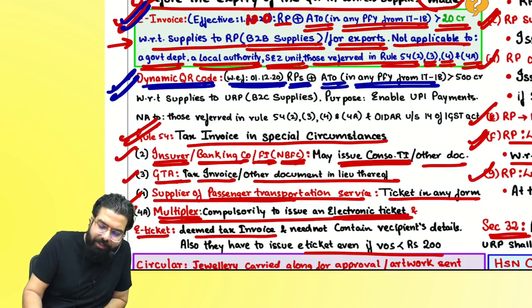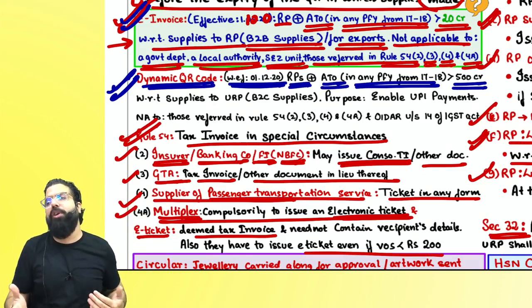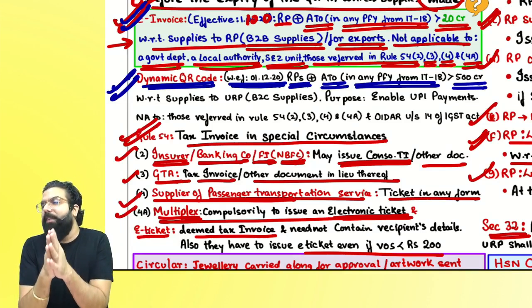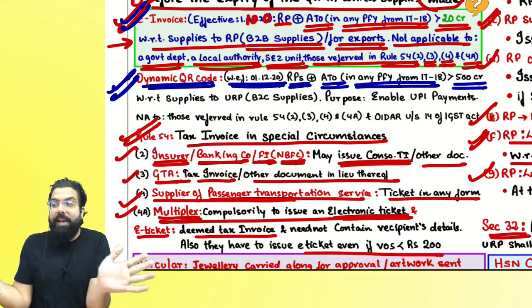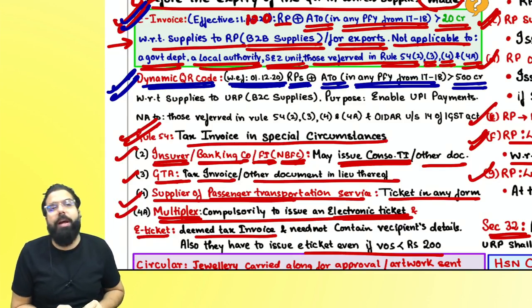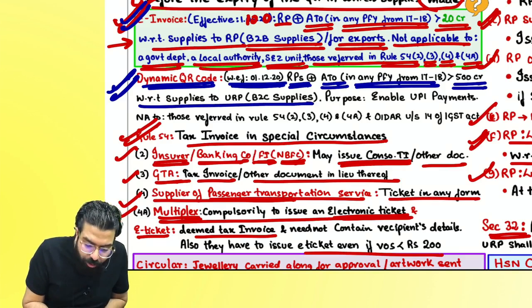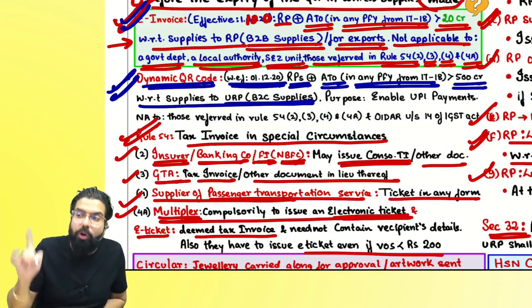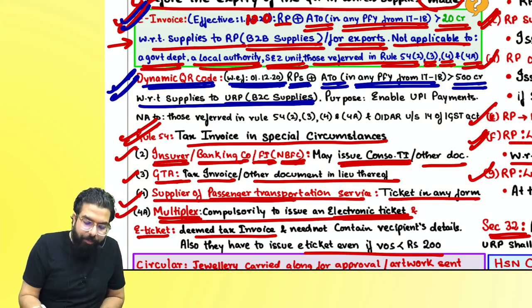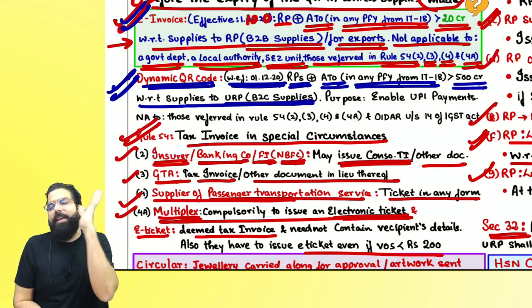any preceding financial year exceeded how much? 500 crores. So 17-18, 18-19, 19-20, 20-21, 21-22, if your turnover exceeded how much? If in any year your turnover exceeded 500 crore, then the dynamic QR code provisions are applicable on you. With respect to your B2C supply, that is when you are supplying to an unregistered person, you have to go ahead and give a dynamic QR code so that he can scan and pay.